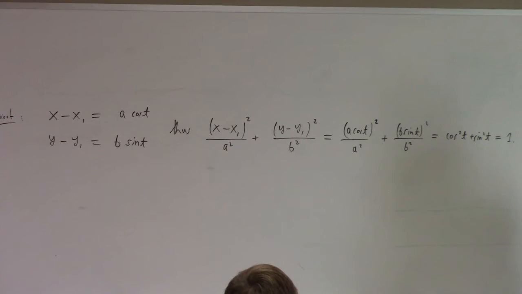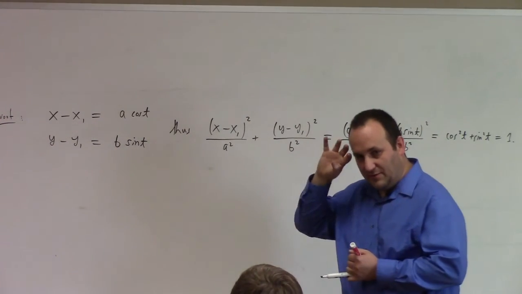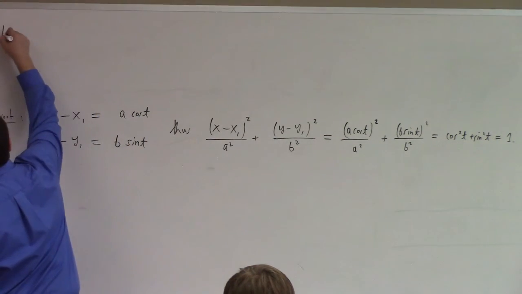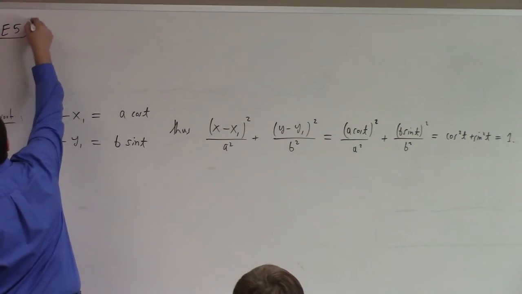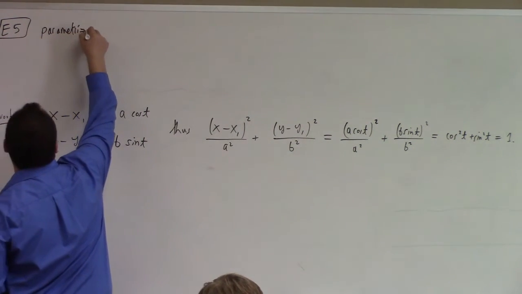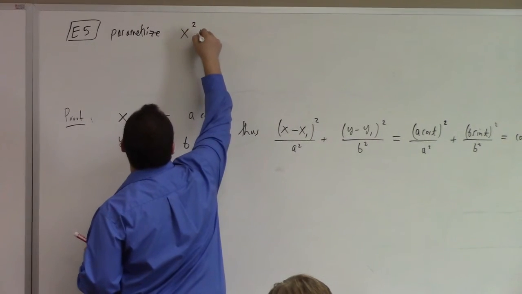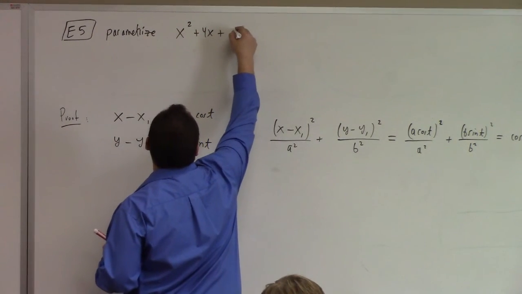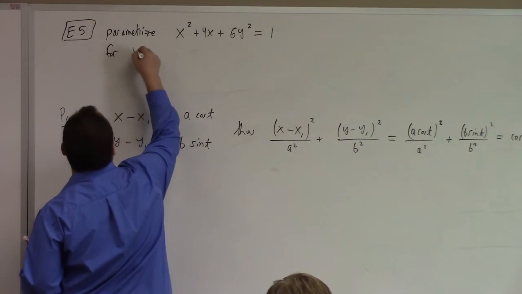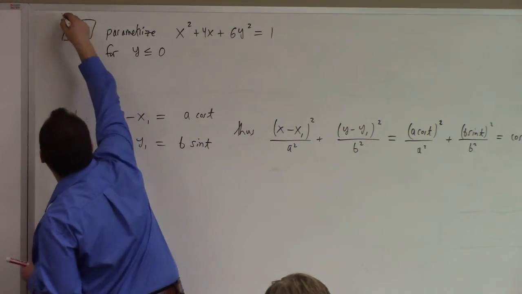So if I give you guys specific numerical ellipses, you can parameterize them now? Because I do expect you to remember this, or you need to internalize this one way or another. So here's an example. Parameterize x squared plus 4x plus 6y squared equals 1 for y less than or equal to 0.